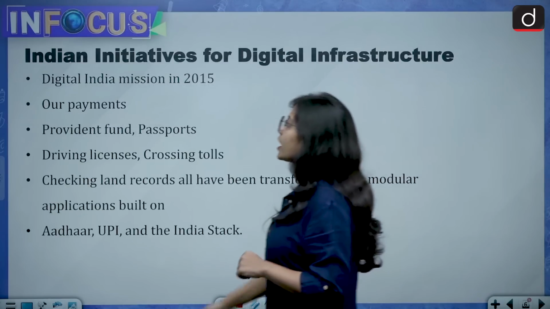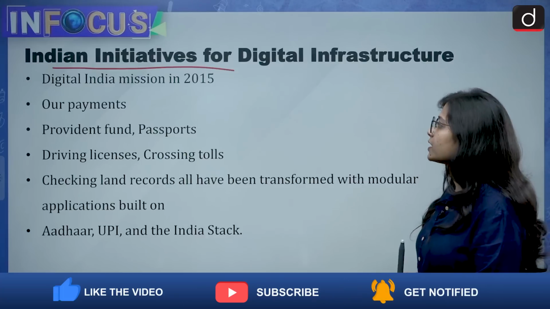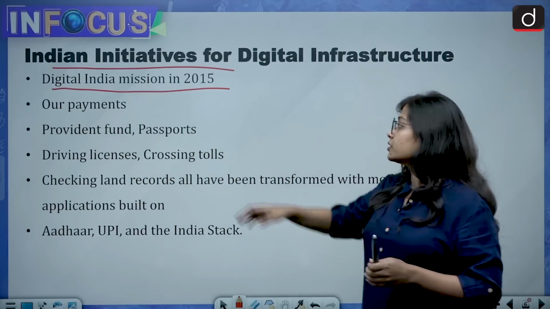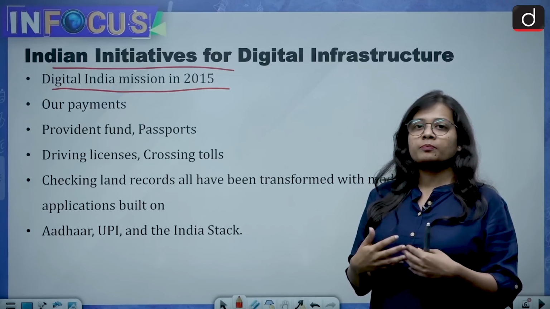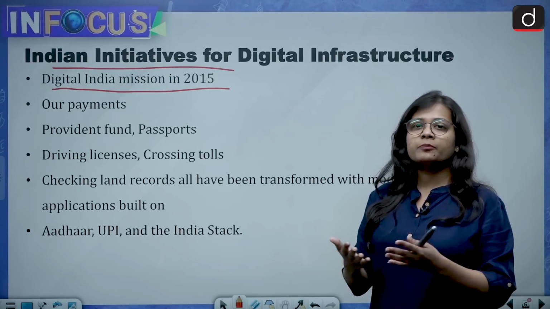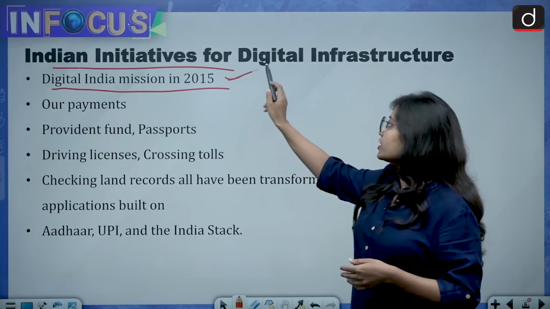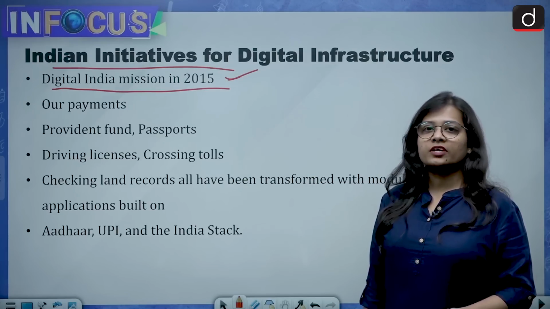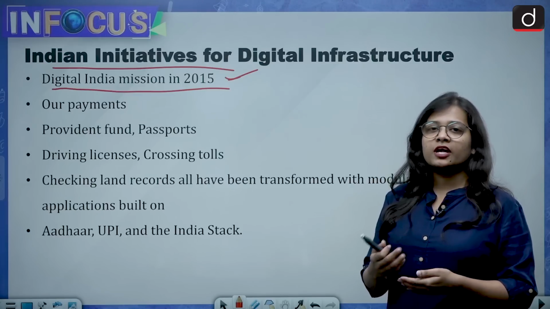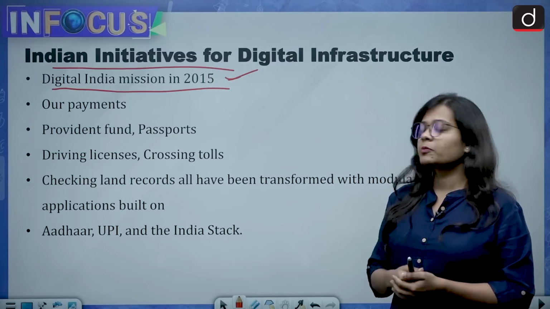Now next comes what have been the Indian initiatives for digital infrastructure that have been taken by the Indian government in the recent past. The first and most important is the Digital India Mission in 2015. This Digital India Mission is what has made us reach the digital medium more effectively and more efficiently and on a regular basis. And demonetization also helped us to perform digital transactions on a regular basis, and it made it a habit in Indian people that digital transactions can be done regularly. Everything need not be done through cash payments.